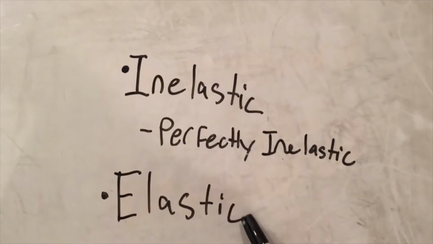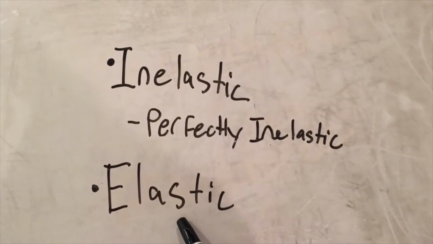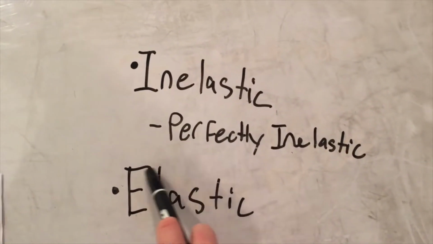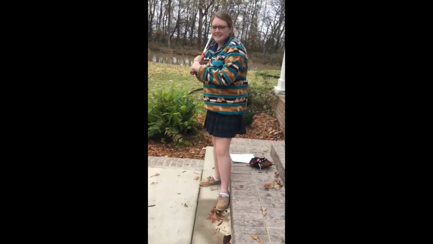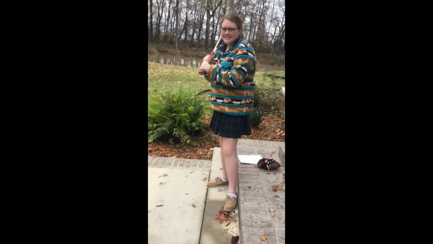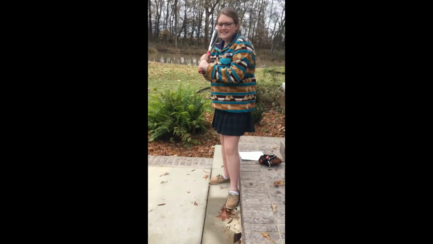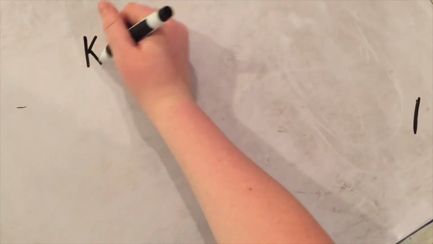Another kind of collision is the elastic collision. This happens when objects do not stick together after a collision and do not lose kinetic energy. An example of this is when a bat hits a ball. The bat and ball do not stick together, and the bat transfers its energy to the ball, so there is no loss in kinetic energy. The initial kinetic energy will equal the final kinetic energy.